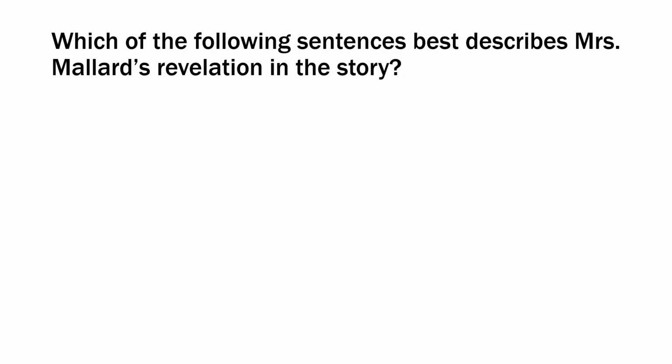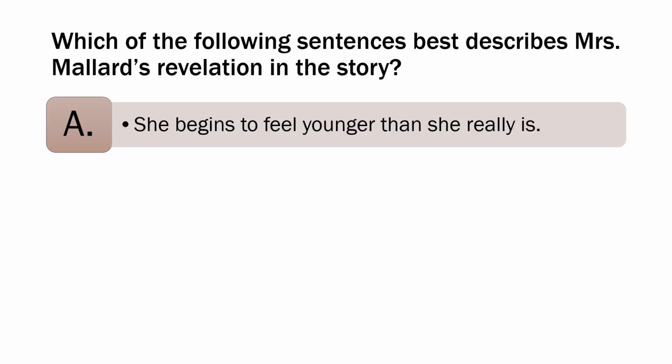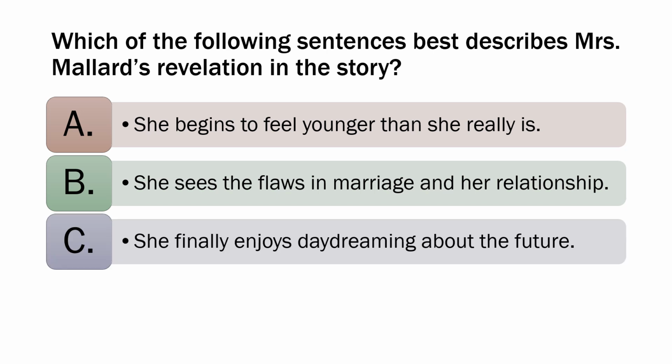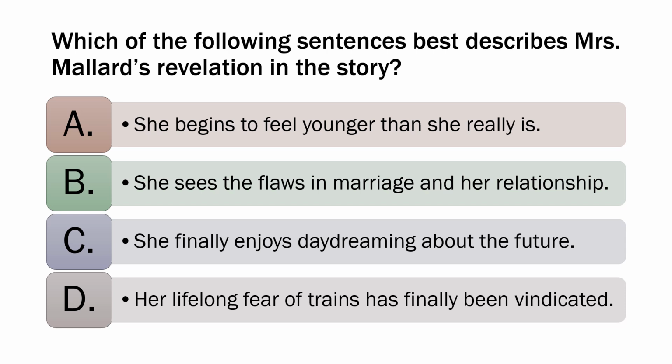Which of the following sentences best describes Mrs. Mallard's revelation in the story? The answer choices are A. She begins to feel younger than she really is. B. She sees the flaws in marriage and her relationship. C. She finally enjoys daydreaming about the future. D. Her lifelong fear of trains has finally been vindicated.